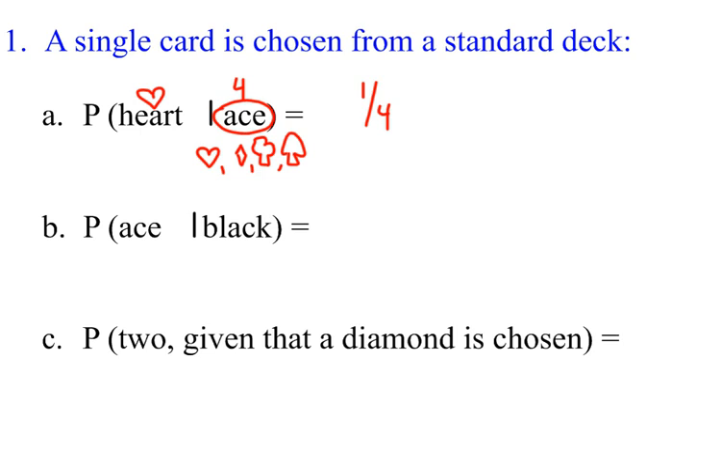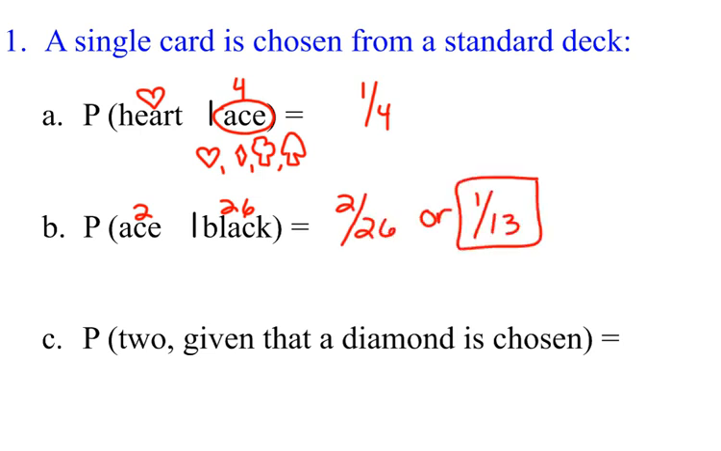Part B says the probability it's an ace given that it's black. So we have 26 black cards. Just from the black cards, how many of those are aces? Well, the ace of clubs and the ace of spades. So we'd have 2 of those. So our probability is 2/26, which we would then reduce to 1/13. So given that we only have black cards in the hat, what's the probability we would draw an ace?